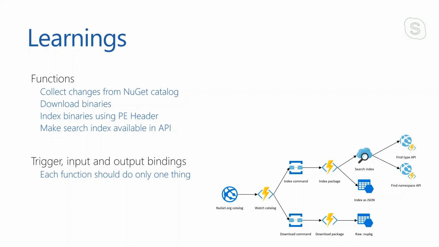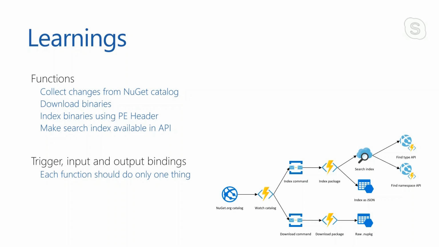So we have built all the functions that we want. We have one to collect changes from the catalog, one to download the binaries for later use if we need it, one to index the binaries into Azure Search, and one API function to make it available as an API. Every function should do one thing.